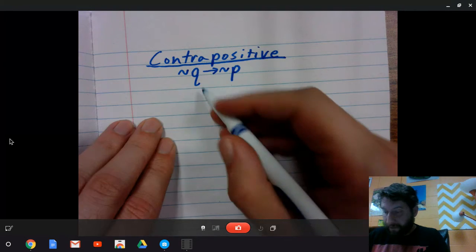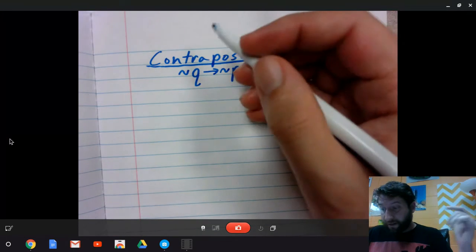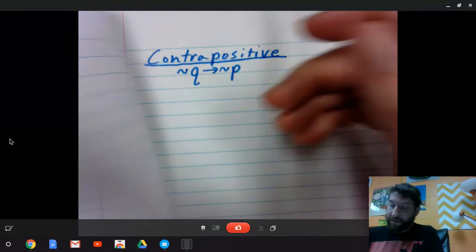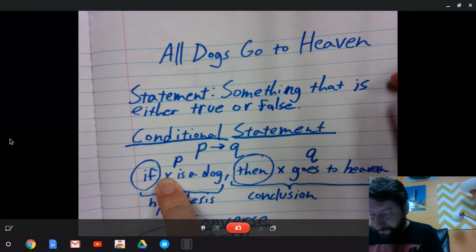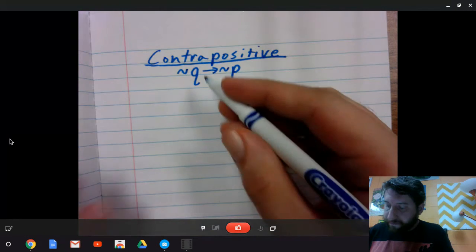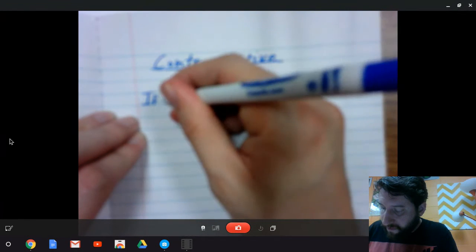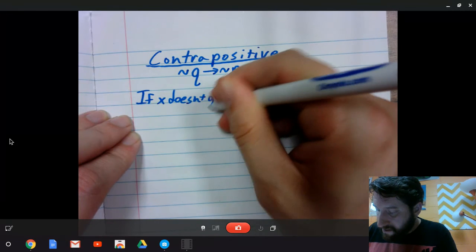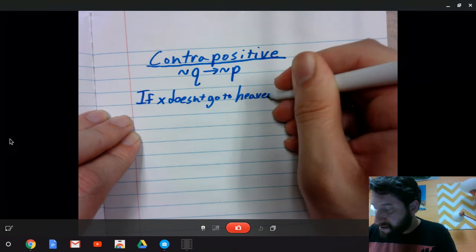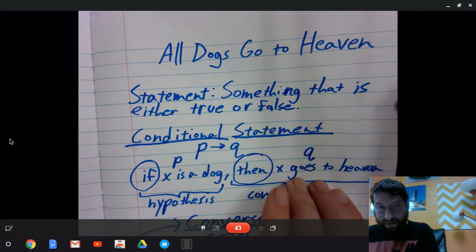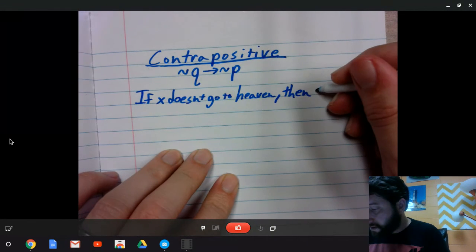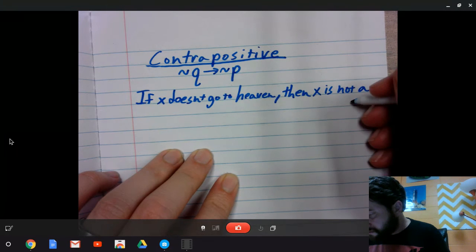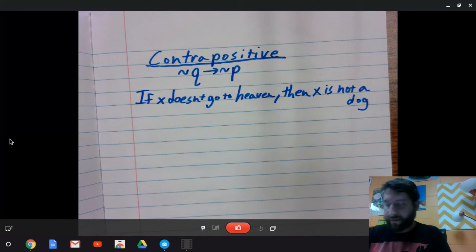So let's write out what the contrapositive is here. So for the contrapositive, we started with, on the conditional, all dogs go to heaven. I believe we said if X is a dog, then X goes to heaven. So we're going to switch these two around, and we're going to take the negation. So I'm going to say, if X doesn't go to heaven, then, all right, well, what do we start with? What was our hypothesis? Because this we have to take over here. Then X is not a dog because we have to take the negation of it. Then X is not a dog. All right, perfect. That's the contrapositive.